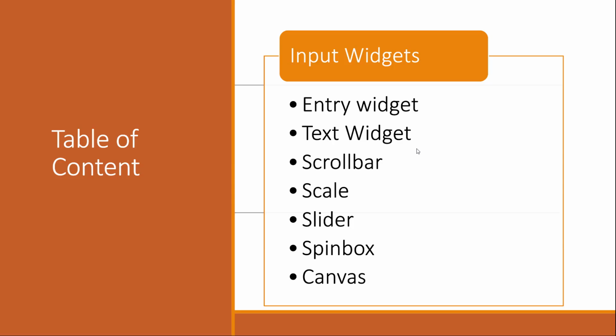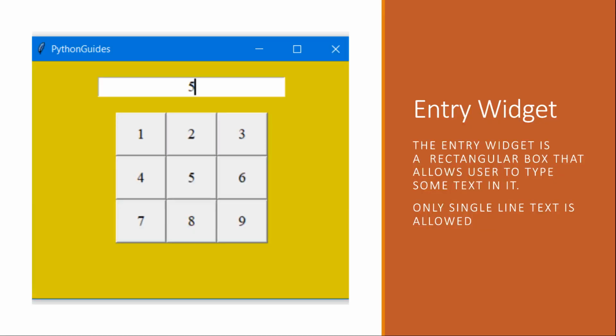So we will be discussing each one of them. But for this video, we will be discussing the entry and text widget. The entry widget is a rectangular box that allows the user to type text in it, and the text can be entered only in a single line. In this image you can see that there is an entry box and the user can type text over here. The text cannot be moved to the next line, so we won't be able to provide the height of this entry widget. So let's go ahead and see how we can create this application.